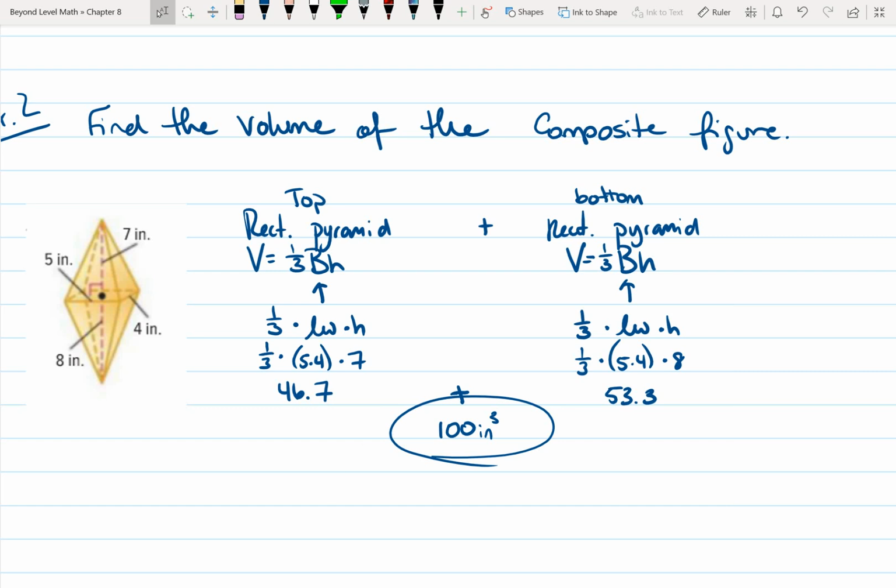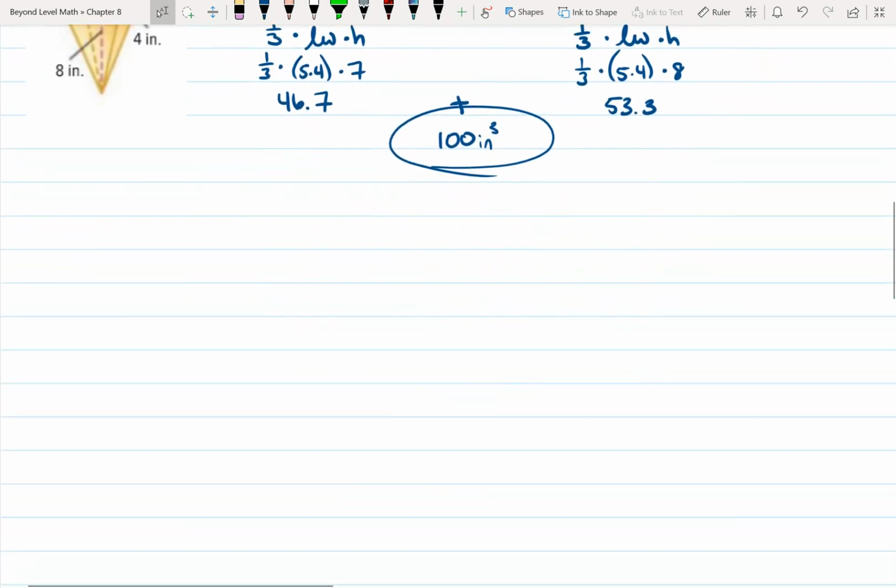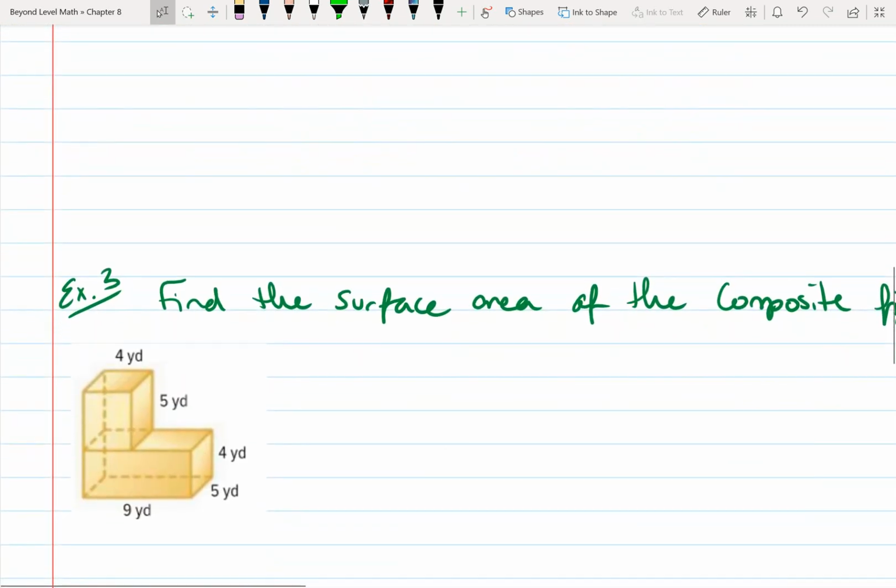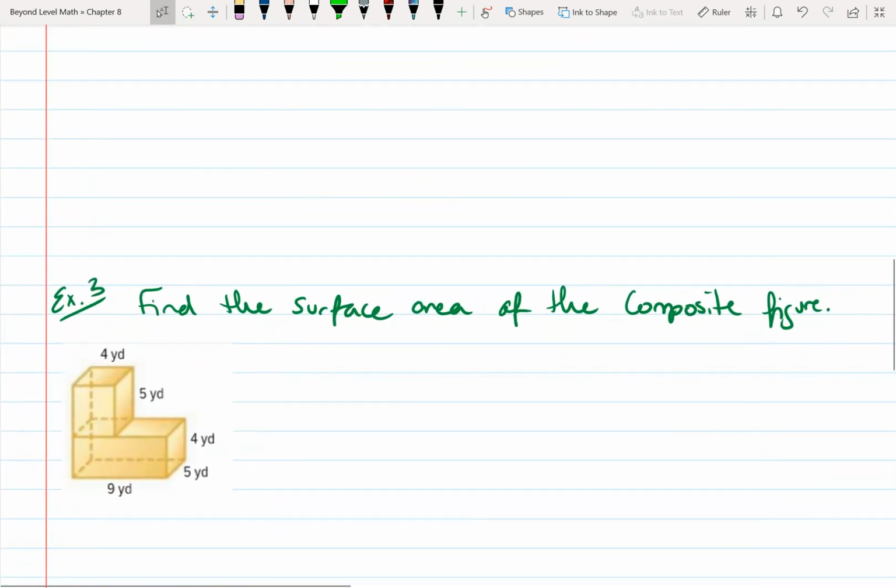Alrighty, we are moving on to surface area. Surface area is where it gets just a little bit tricky, so stay with me here. Surface area of the composite figure. So, similar to volume, we're going to find the surface area of both figures and add them together.